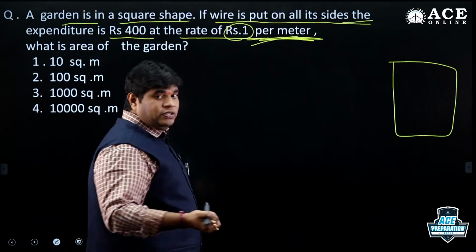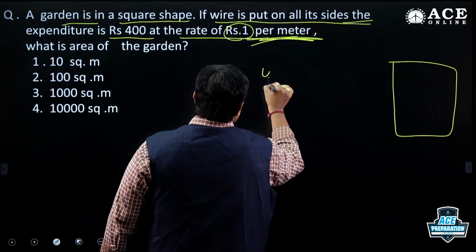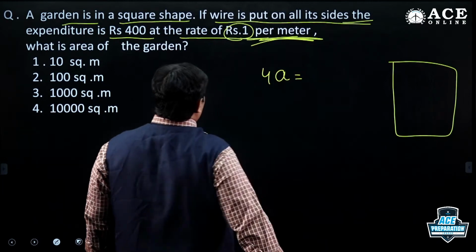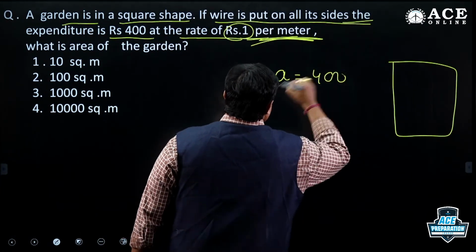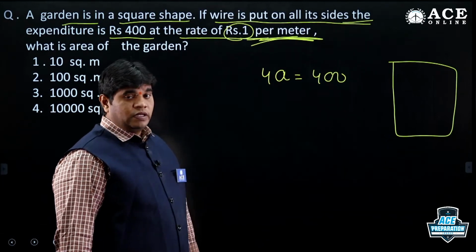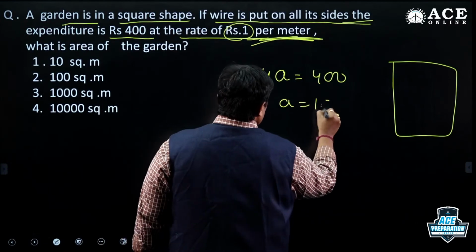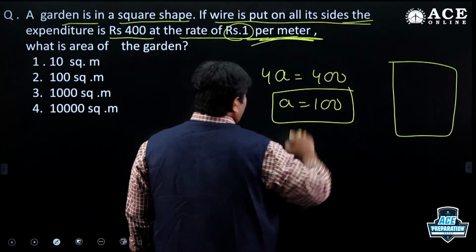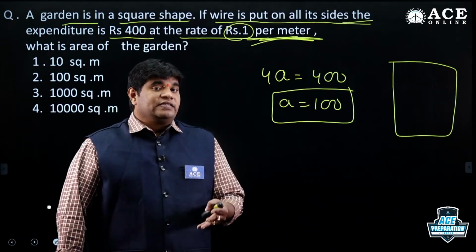So 400 meters of wire at 1 rupee per meter means the perimeter is 400. So what is the perimeter? 4 into A. 4 into A is equal to 400. So A is equal to 100. So the side is equal to 100.